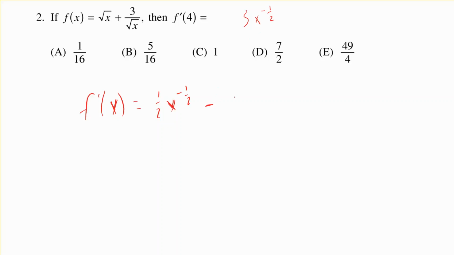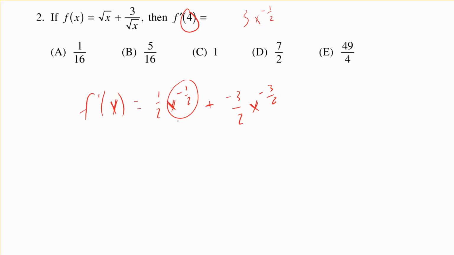So its derivative should be negative 3/2 x to the negative 3/2 in this case. So the 1/2, negative 1/2 times the 3. All right. Then we can put the 4 in.